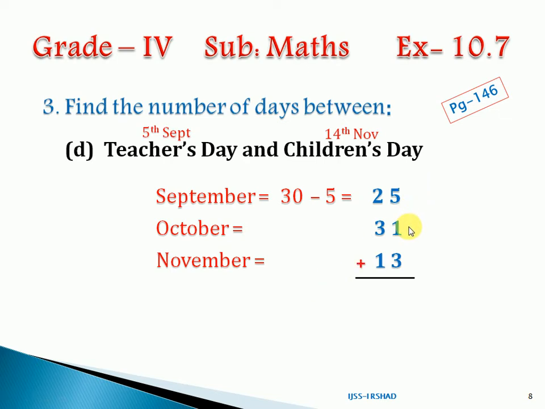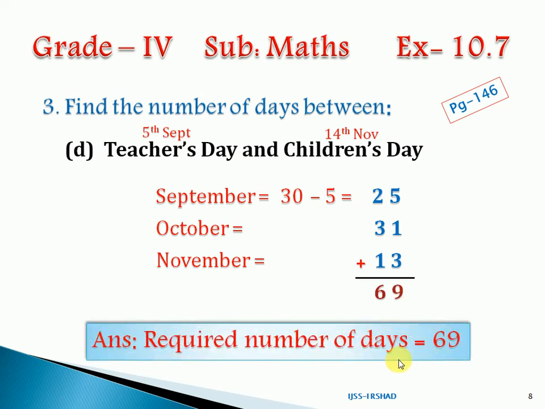Now add: 5 plus 1 is 6, 6 plus 3 is 9. You can write it 9. 2 plus 3 is 5, plus 1 is 6. So you can write here 6. So 69 days means the total number of days between Teachers' Day and Children's Day is equal to 69 days. You can write it like this: required number of days is equal to 69. This is the short form. We are not mentioning Teachers' Day. Even you can write in another way: total number of days between Teachers' Day and Children's Day is equal to 69 days.